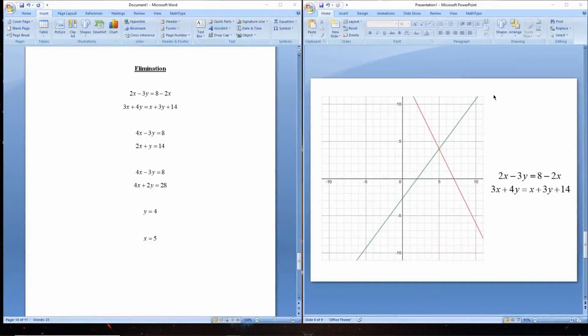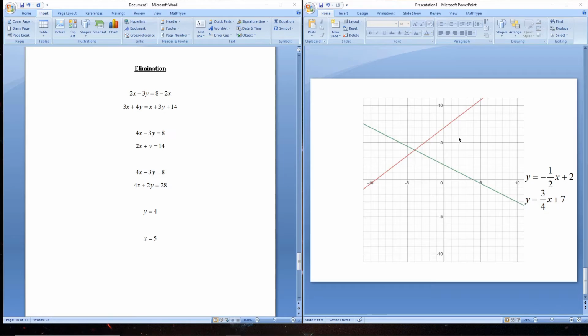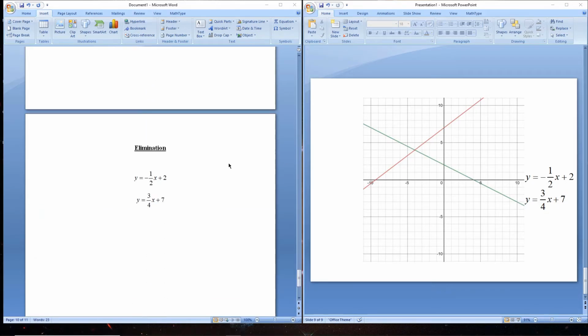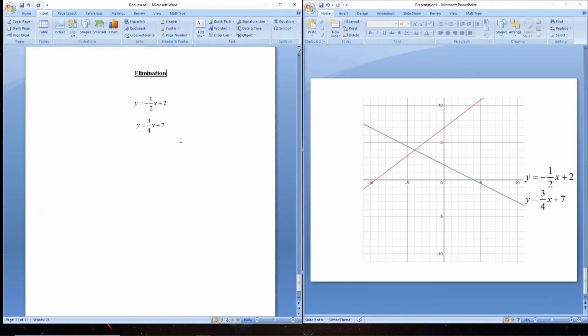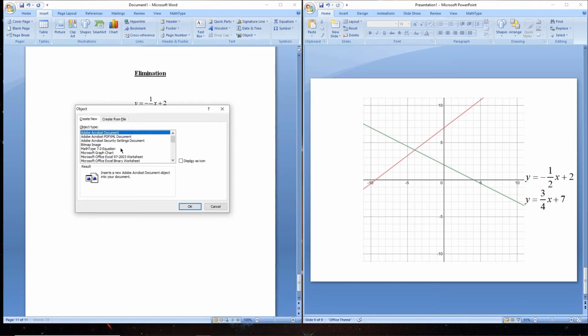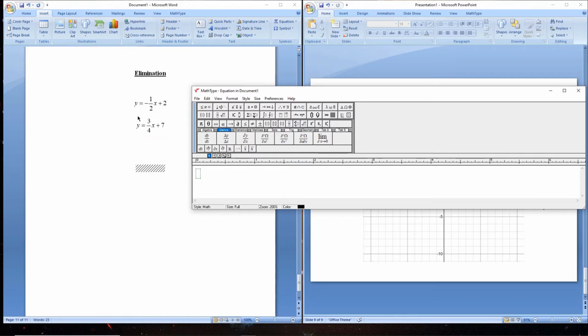So let's go on to the last one we did with substitution, on the right here, the one that had the fractions. Now let's check that out with elimination. Now, the fractions, of course, are always a little bit more of a pain, but these two equations are already set up for elimination because the y's have the same coefficient. So we can just subtract these two equations now, and we can eliminate the y. So y minus y is 0.